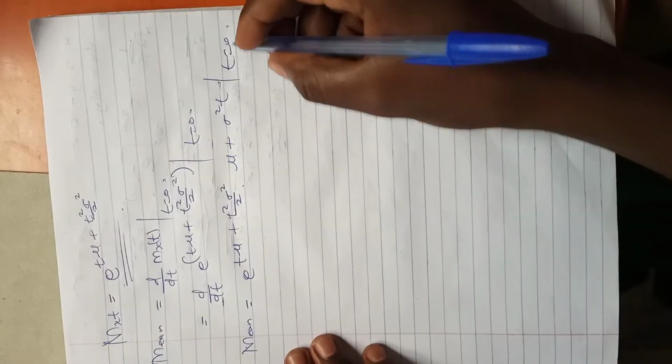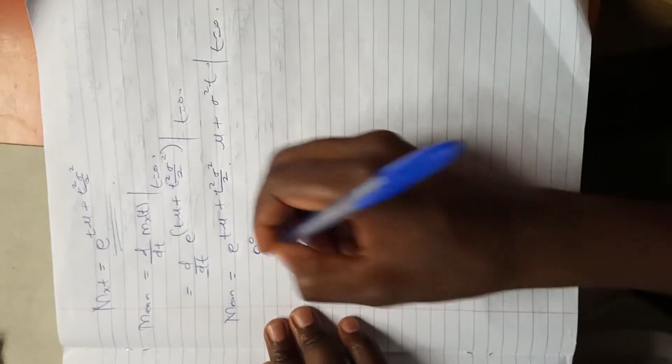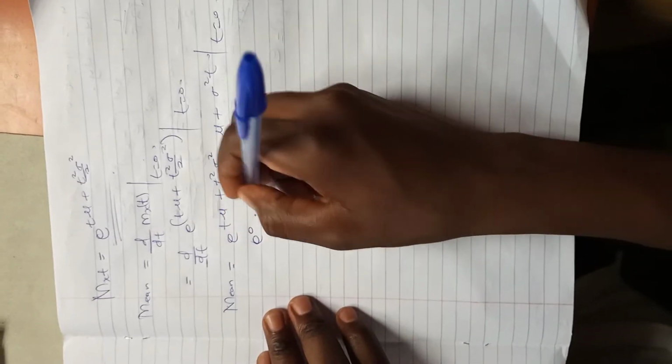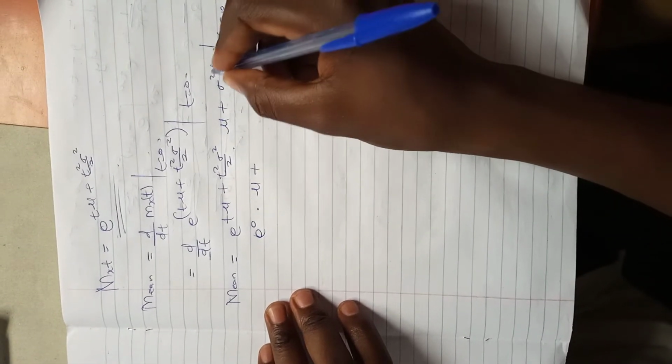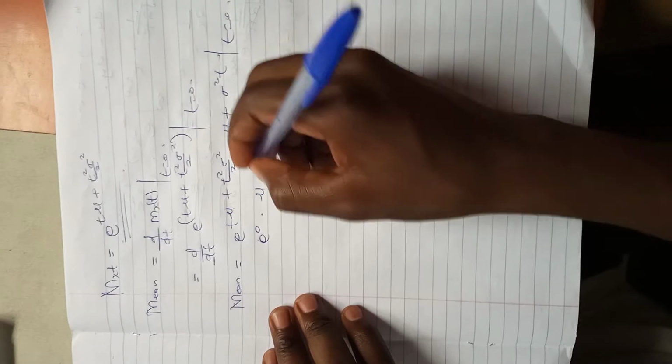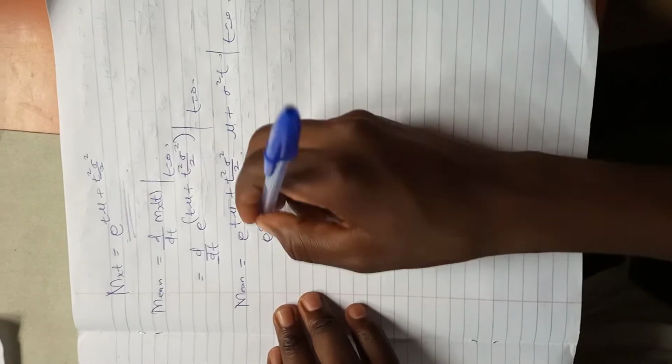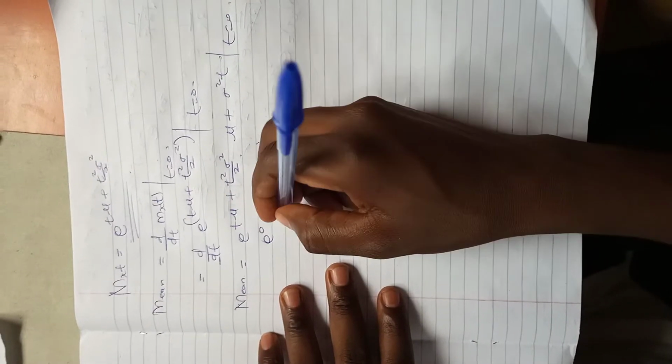So when I replace t with 0, I'll have e raised to 0, which is 1, times μ plus σ²t, where t is 0, so that part is 0. So my answer: e to the power 0 is 1, so 1 times μ, the mean is just μ.